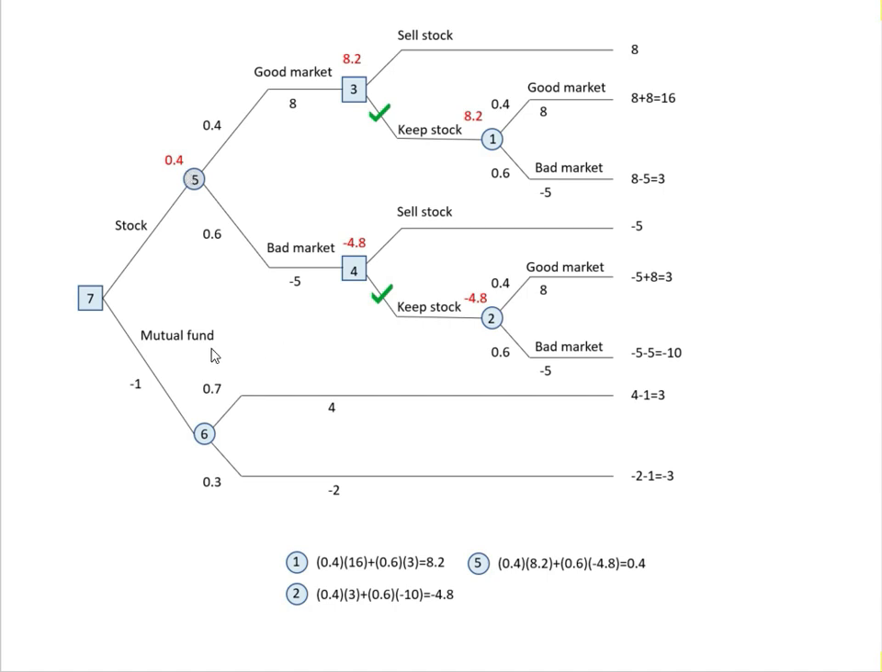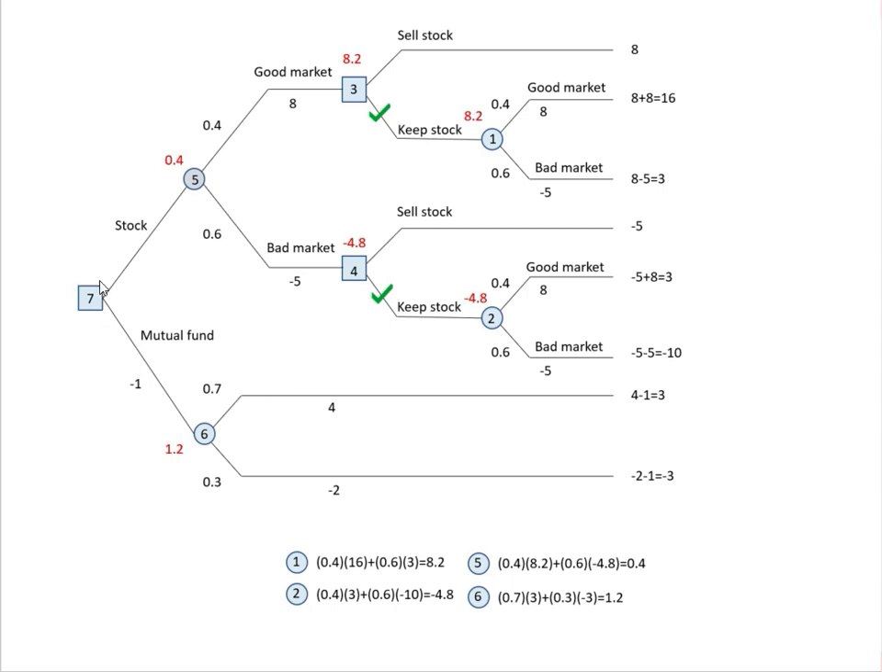Now let's move on to node number 6. It's similar. It's an uncertainty. It's a circle with two outcomes. So the EV is simply 0.7 times 3 plus 0.3 times -3, which comes out 1.2. So I'm going to copy that number here. So that's the EV for node 6.